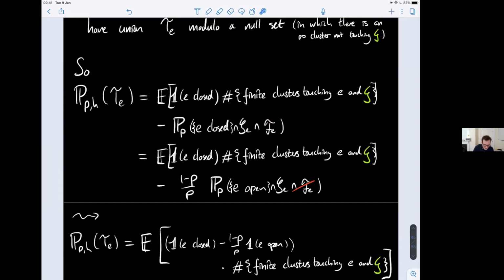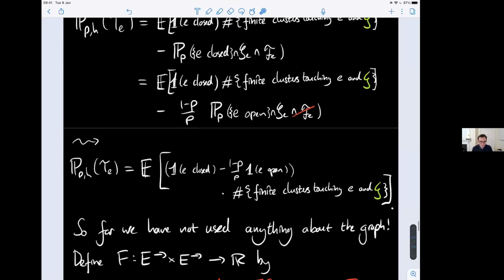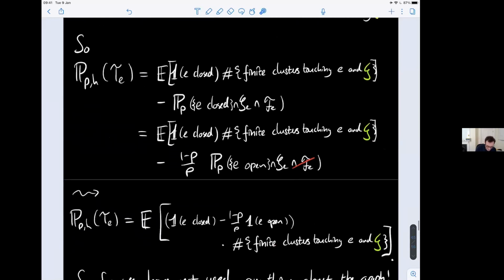Okay, so because the status of E is independent, I can change this condition that E is closed to the condition that E is open at the cost of this factor (1 minus p) over p. And in fact, once you've done that, this intersection becomes redundant, because if E is open and there exists a finite cluster touching E in the ghost, then the two clusters must be the same, so they must both be finite, and then it's trivially inside this event, so I can now ignore it.